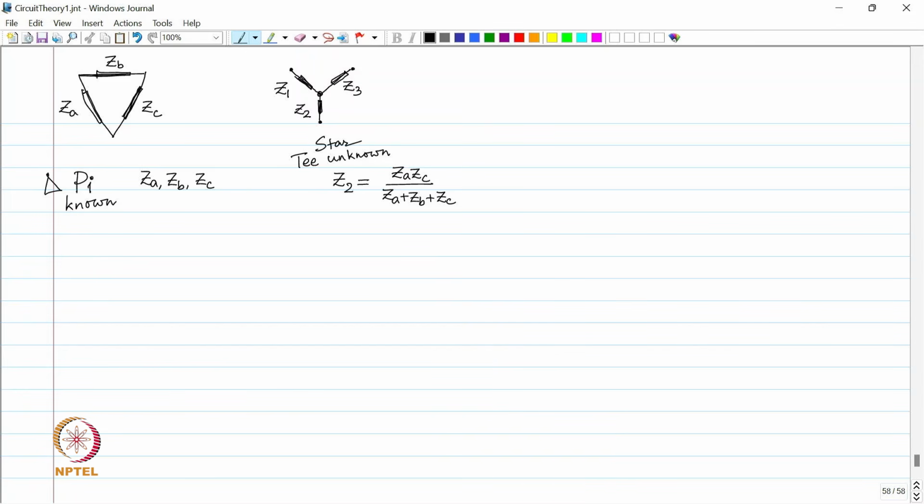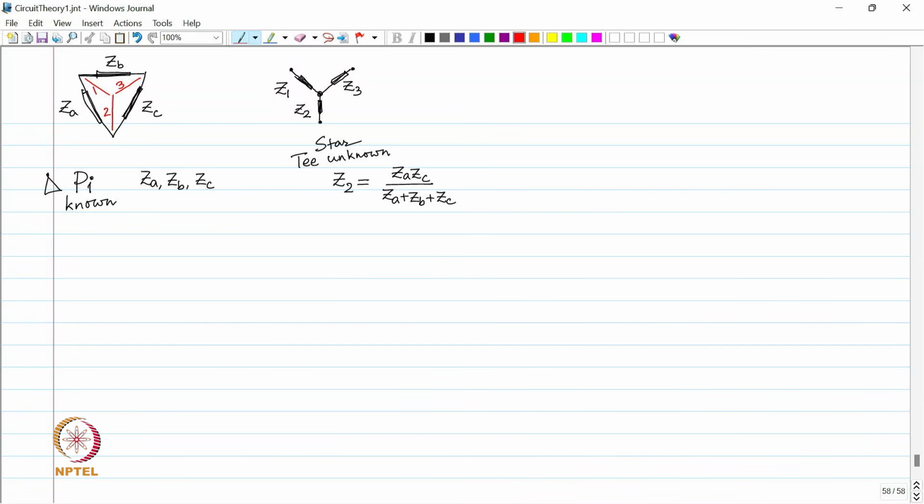So, the way to remember is Z2 is in between ZA and ZC. So, Z2 shows up over here. All right, and because Z2 is in between A and C, so it's ZA ZC by ZA plus ZB plus ZC. Fine, this is how you remember it.